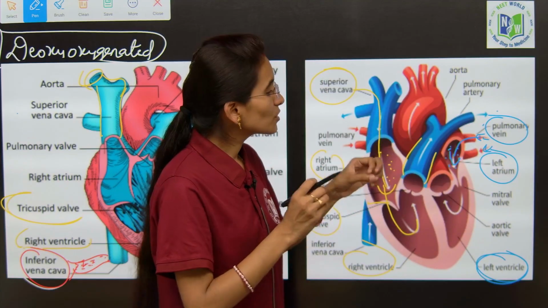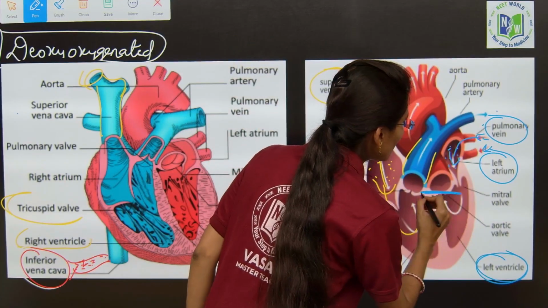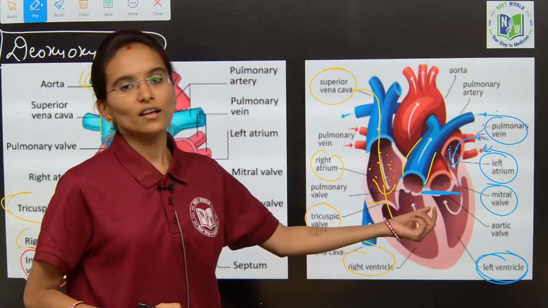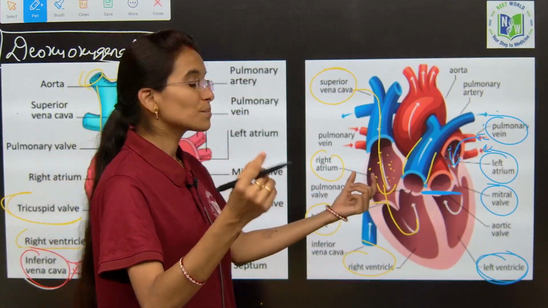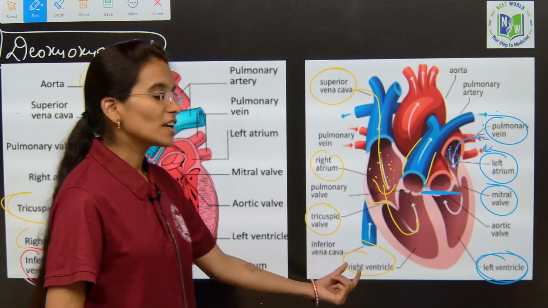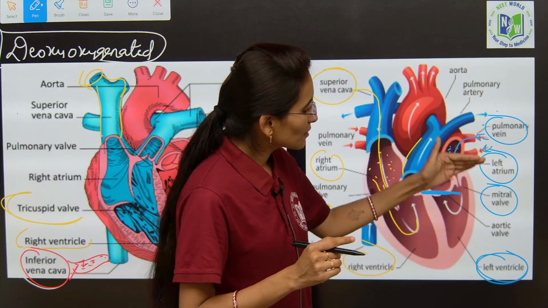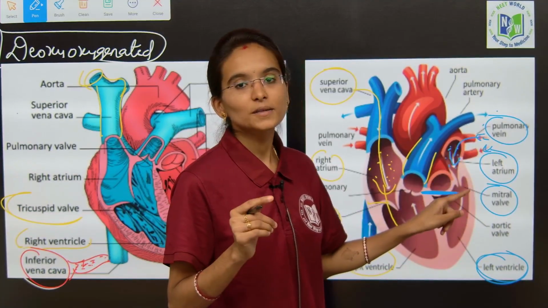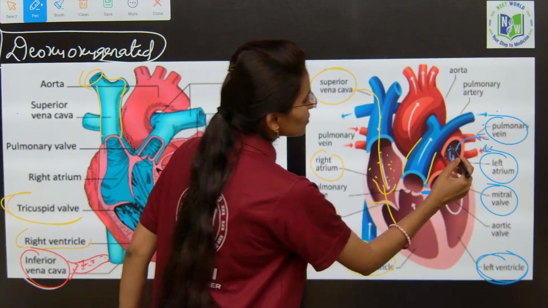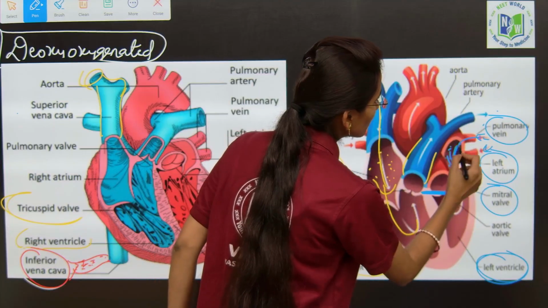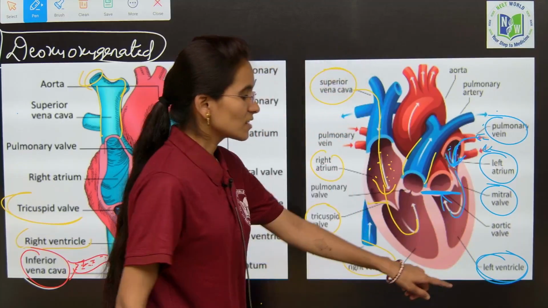To transport the blood from the left atrium to the left ventricle, there is one more most important valve called the mitral valve. It is also called the bicuspid valve, my dear students. The valve present between the right atrium and the right ventricle is called the tricuspid valve, whereas the valve present between the left atrium and the left ventricle is called the bicuspid valve, or the mitral valve. Clear now? From the pulmonary vein, the oxygenated blood will enter into the left atrium. Next, it gets filled into the left ventricle.